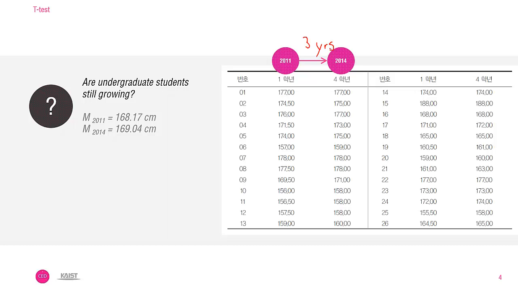Consider that many of the KAIST freshmen are still 17 or 18. It's plausible to say that students are still growing. In this case, we need to perform the paired samples t-test. Each pair is related, and this paired samples t-test looks into the difference of each pair.